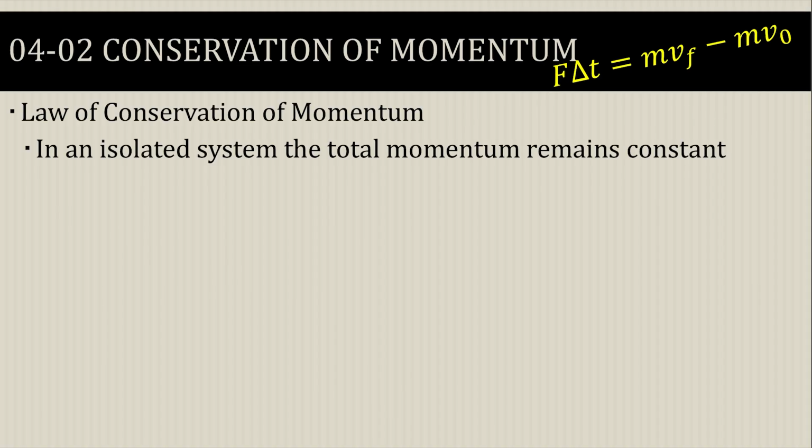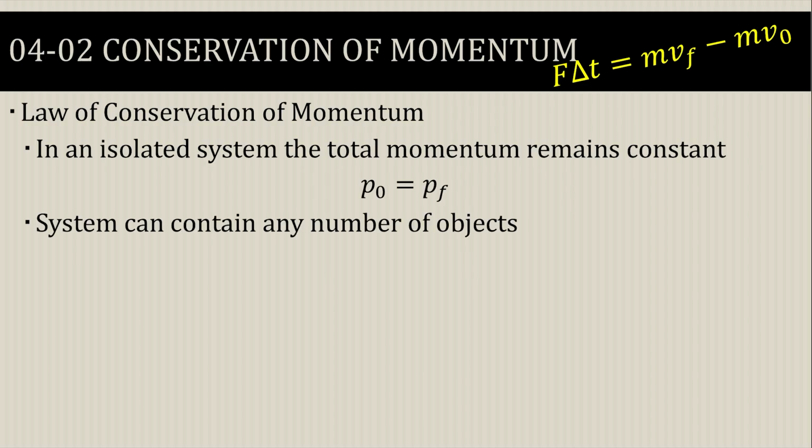That is the law of conservation of momentum. It says in an isolated system, the total momentum remains constant. So P0, our initial momentum, equals PF, our final momentum. And these are the total momentums of all the objects in the system. Your system can contain any number of objects.